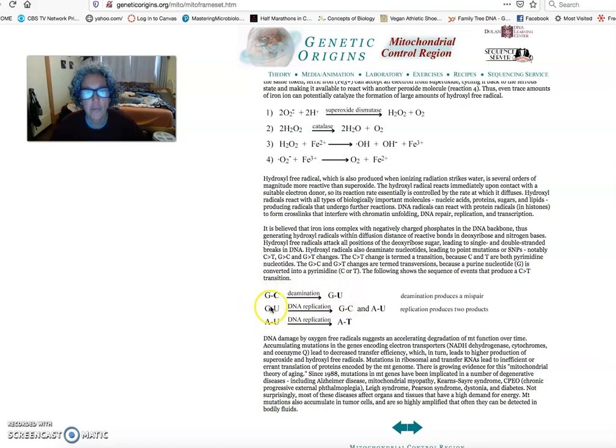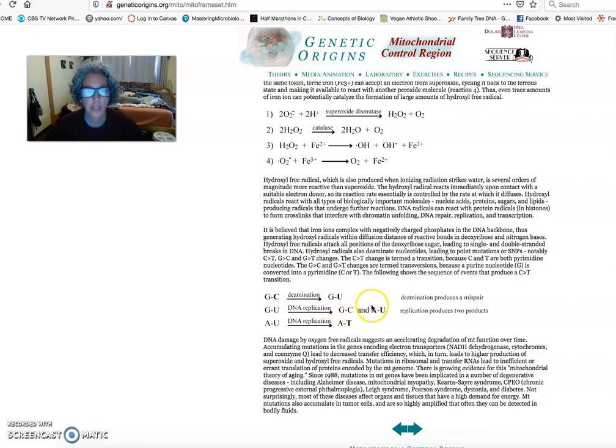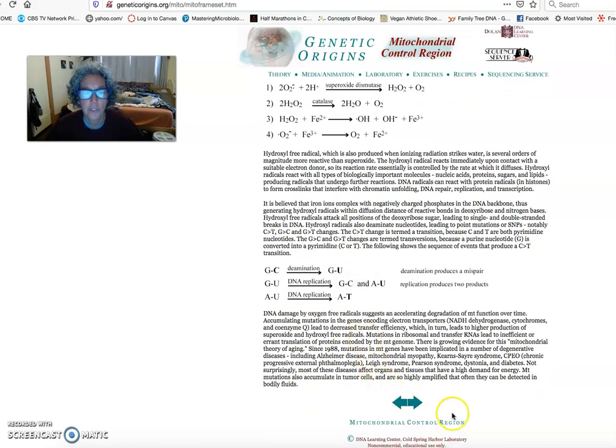If that pairing undergoes replication, the G might correctly pair with a C, but the U, which shouldn't be in DNA in the first place, will pair with an adenine nucleotide. And then when that replicates, we now have a continuing mutation in the genome. Continue.